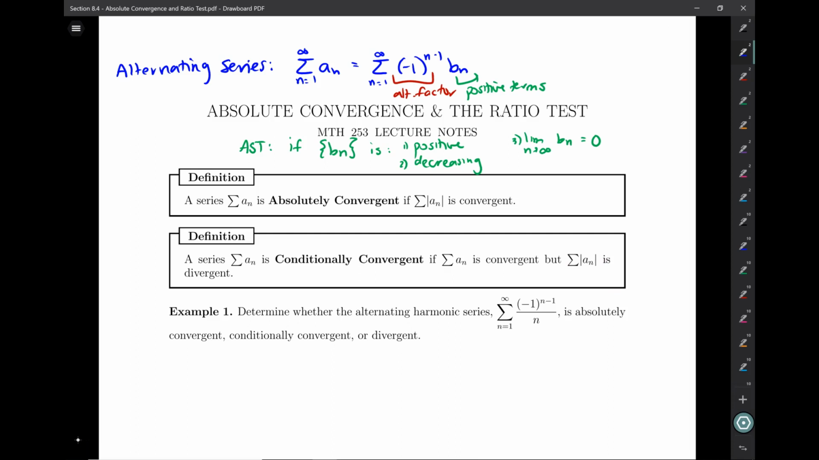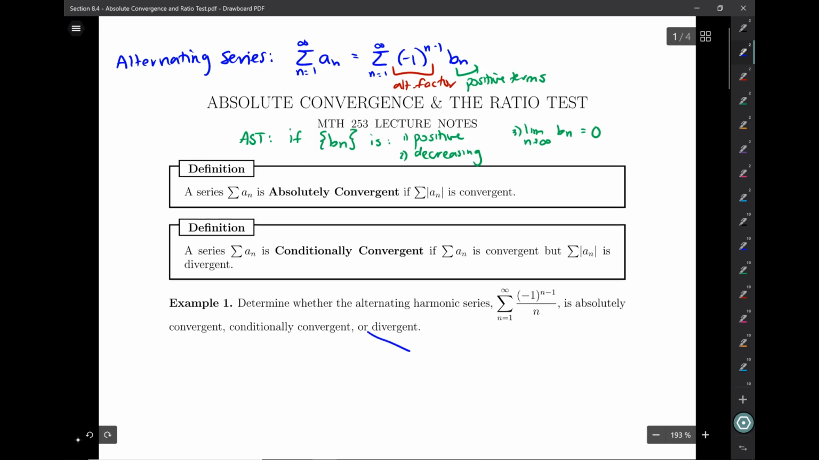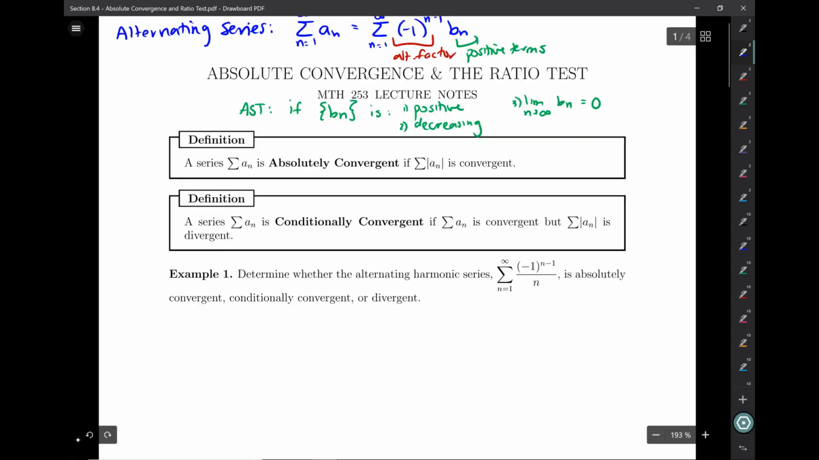Let's go ahead and take a look at an example. A great example to look at is the alternating harmonic series. We're going to determine whether this alternating harmonic series is absolutely convergent, conditionally convergent, or maybe it's divergent. When we looked at the alternating series video, we already established that the alternating harmonic series is convergent. Now we're going to take it one step further and decide whether it's absolutely or conditionally convergent. We know it's not divergent, because the alternating harmonic series on its own converges.